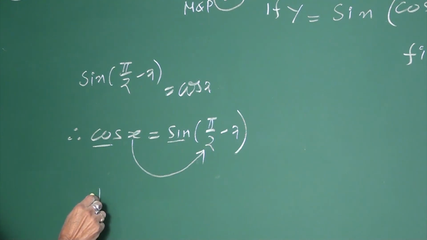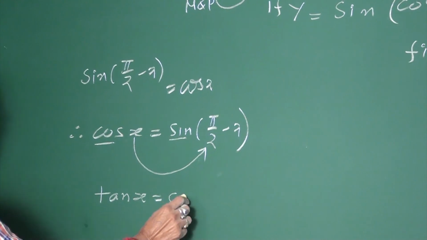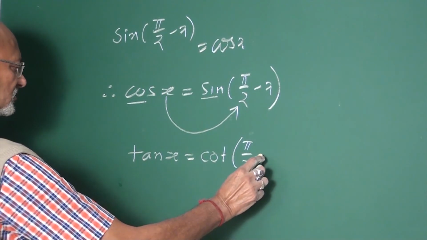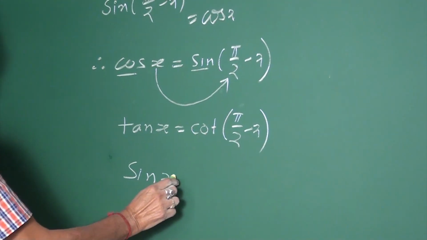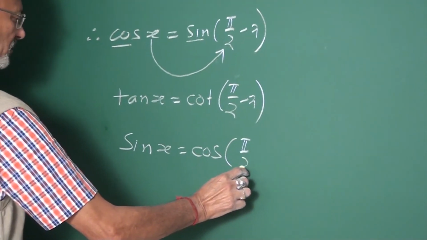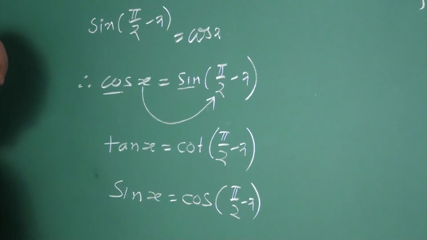Similarly, I have here tan x. I want to change it to cot. Replace your x by pi by 2 minus x. Similarly, I want to change sine x to cos: what is x? It is pi by 2 minus x. Yes, my friends, we have to do the same here.